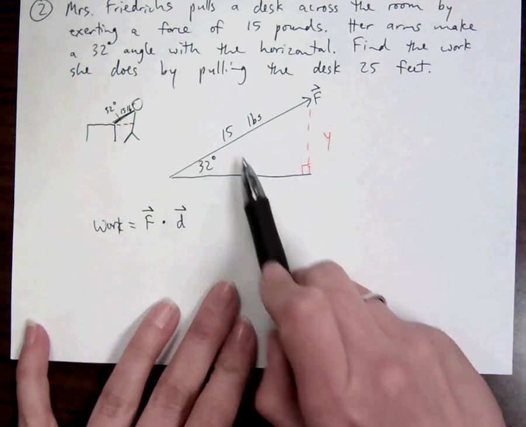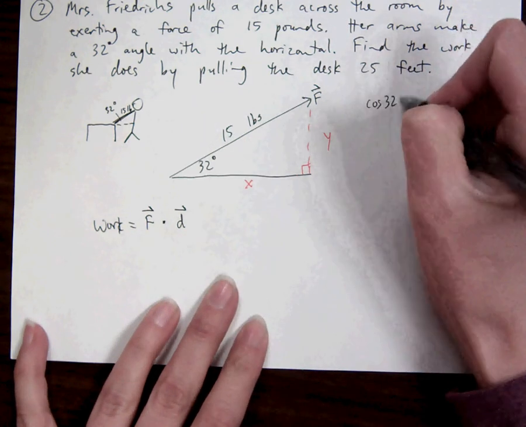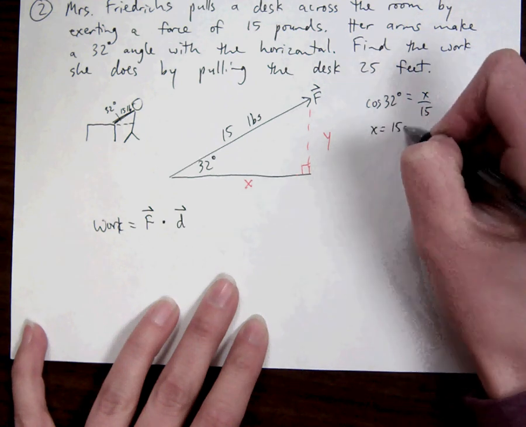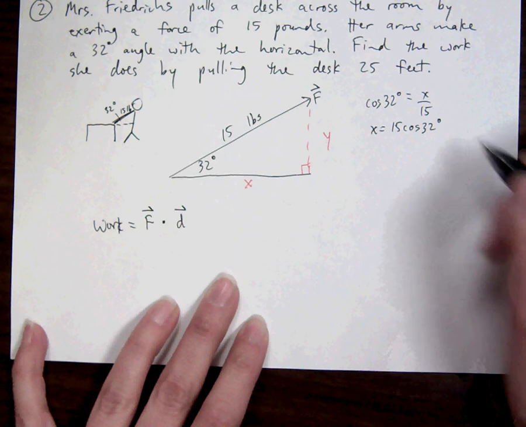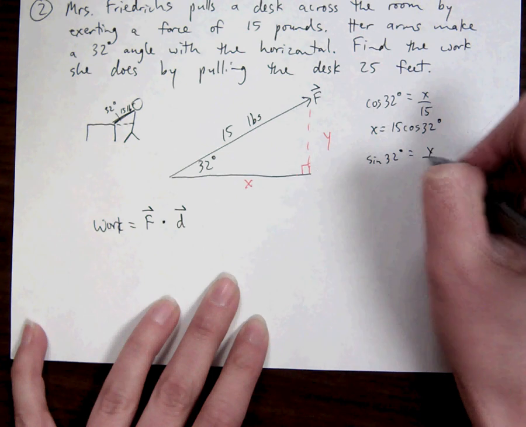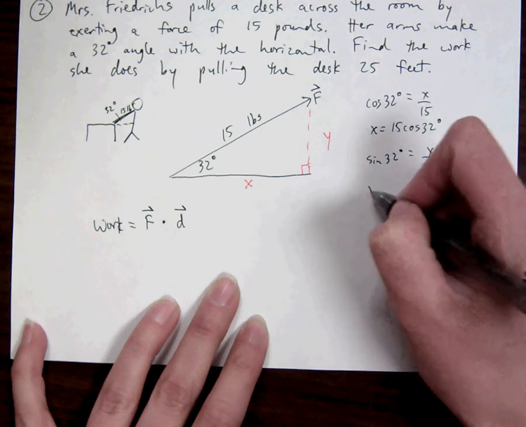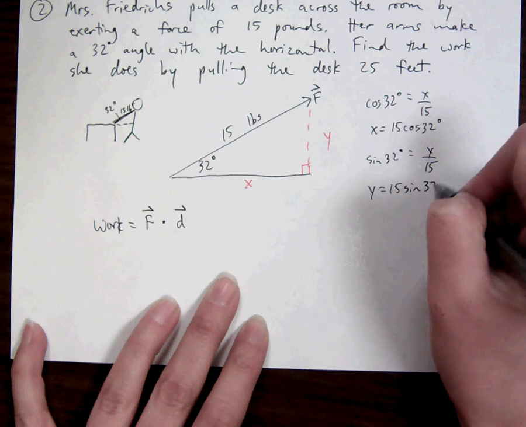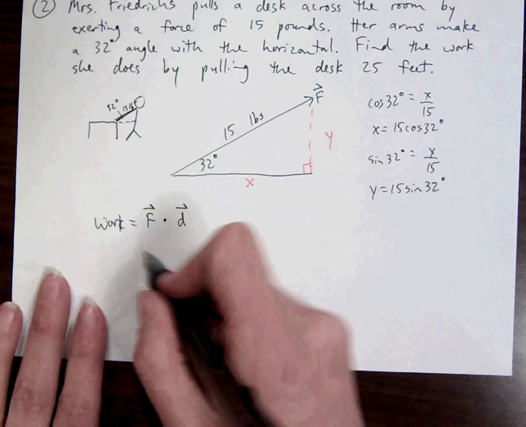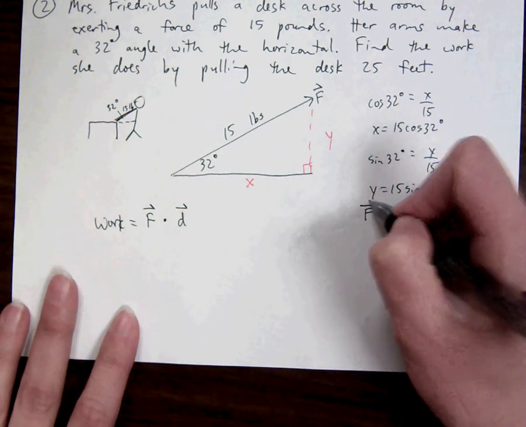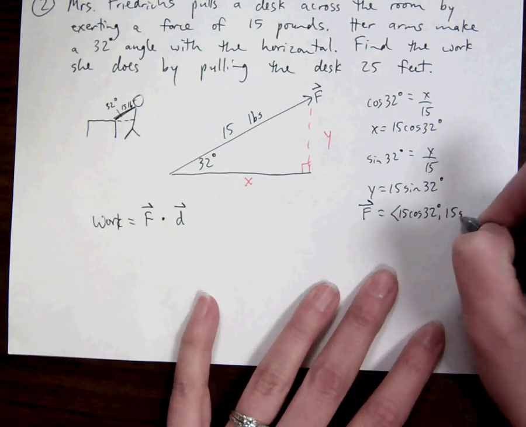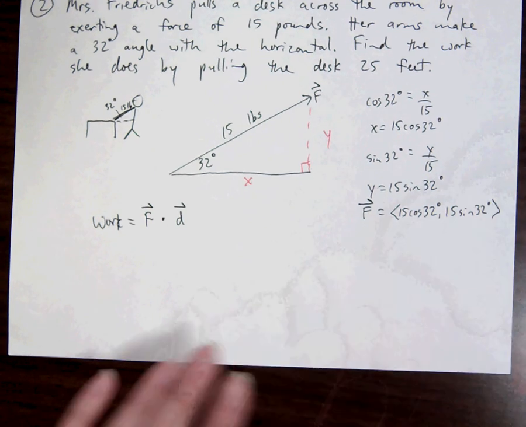If you think about it, cosine of 32 equals x over 15. And again, I hope you're getting better at this and realizing x is always the magnitude times the cosine of the angle. Then our y value is sine 32 equals y over 15. Again, y is 15, the magnitude, times the sine of the angle. Even if I didn't round these yet, the force vector in component form really is just 15 cosine 32 and 15 sine 32. And like I said, I'm going to leave it like that.